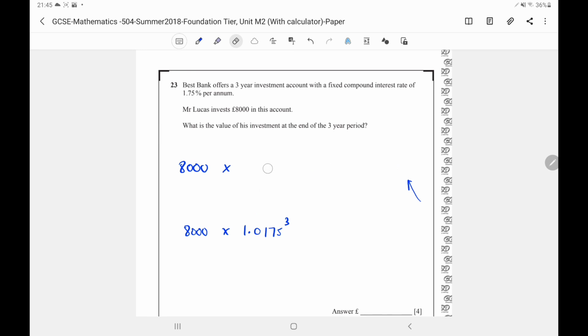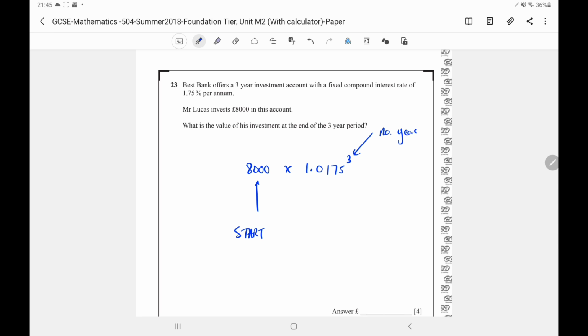So I'm going to rub everything else out and just show you the very, very short method. That's what you start with. That's the number of years. Now this is the tricky bit. You take 100%, you add on your interest rate, but then you divide that by 100 to get it into a decimal. And once you've done that, type it into the calculator.